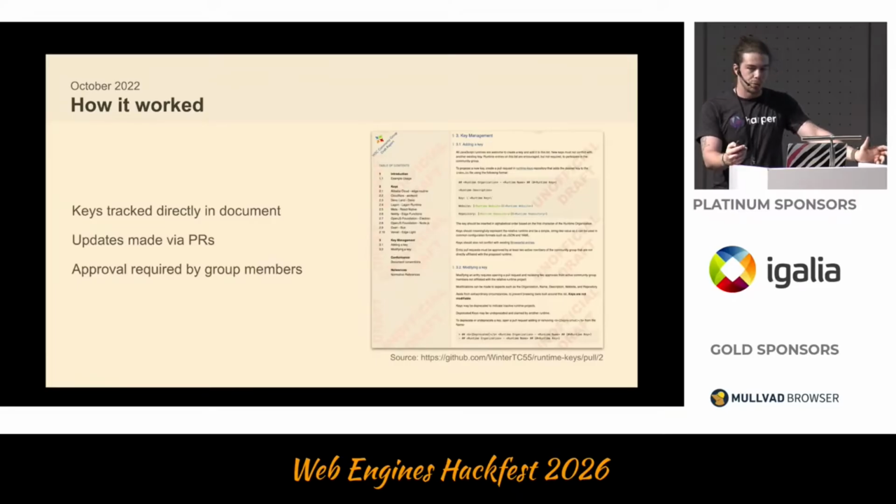And the way this registry worked was basically everything was just tracked in a document. You could see there the sections were the names of the keys, and you made updates by simply making a PR to the document. And the WinterCG group at the time, whenever we would meet, we would approve those PRs and land those changes. And then you were added or removed or updated to this registry simply through a normal contribution process.